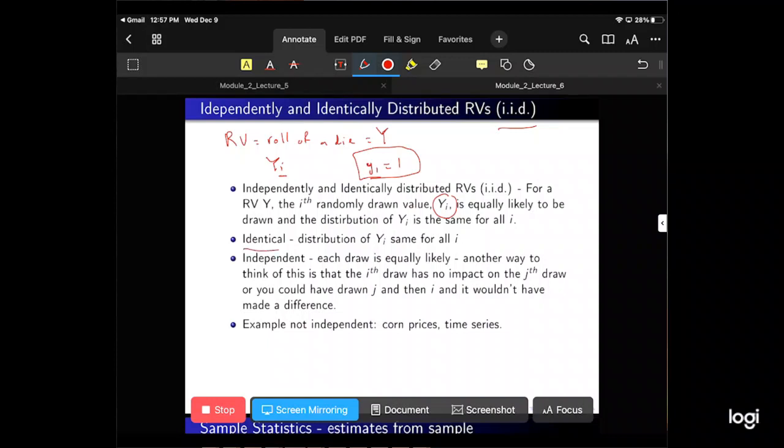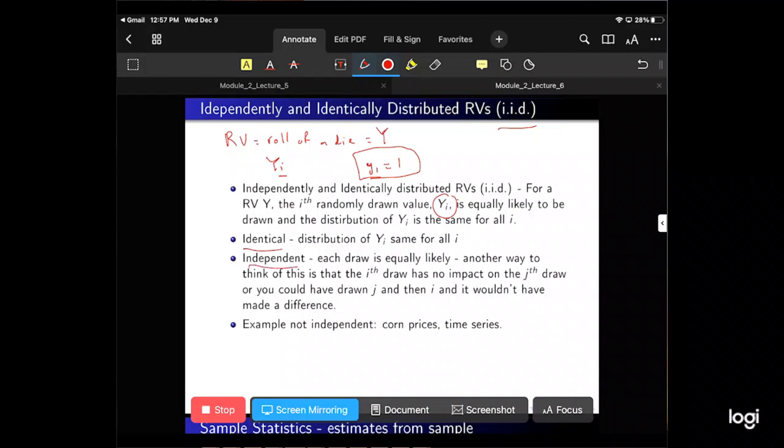Identical, the definition here is that the distribution of yi is the same for all i. So for every possible roll of the die, that distribution is the same. We roll it once, it has the same distribution. Every outcome has the same probability of 1/6.